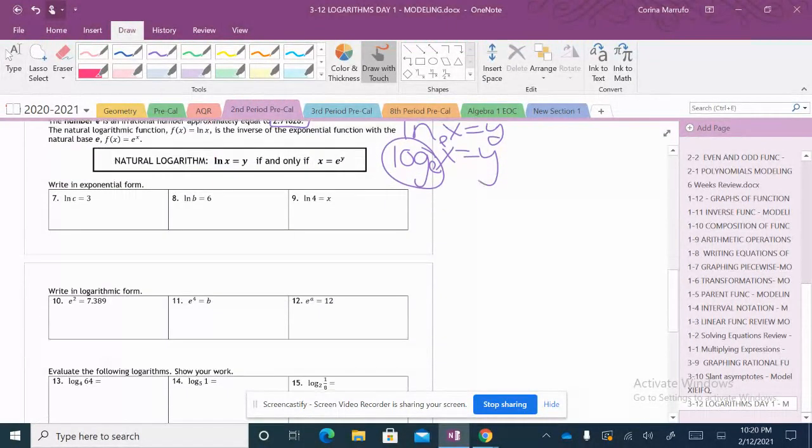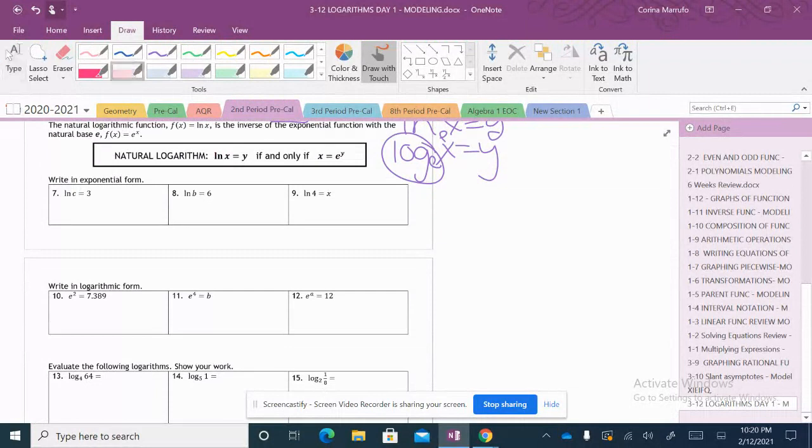So here they show us how to go back and forth. Now this is your answer. This is still your exponent. This is my exponent, and this is still my answer. So let's go ahead and try some problems here. It says ln of c equals 3. We write it in exponential form. Because I do see the natural log, that means my little base here is e. This is my exponent, so e to the third power equals my answer, which is c.